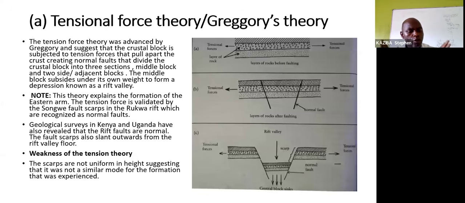However, there are those who criticize and they say that if you look at the scarps, they are not uniform in height, suggesting that the mode of formation was not similar. So there were some differences in the formation. You can't say it was formed as a result of normal faulting, when actually in some cases you have a V shape, then in other cases you have a U shape. So that shows that it is criticized.